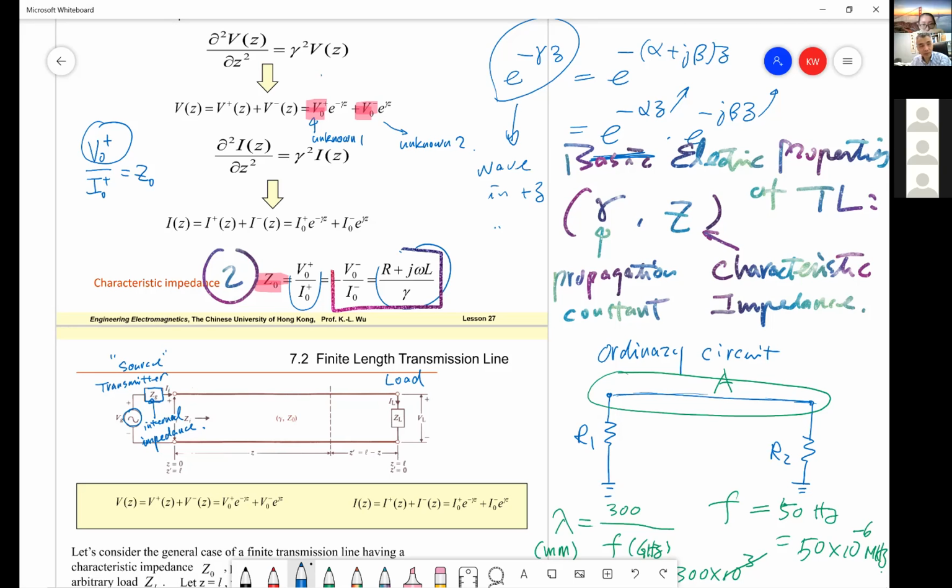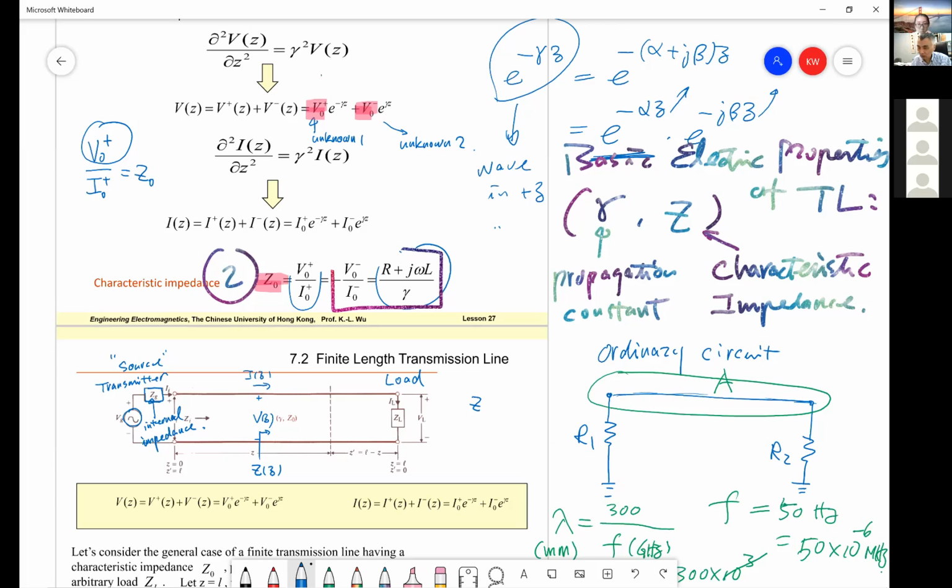So once we determine them, then we can find what is the voltage at any location, or what is the current at any location, right? So we also need to know the impedance looking toward the load at any location.